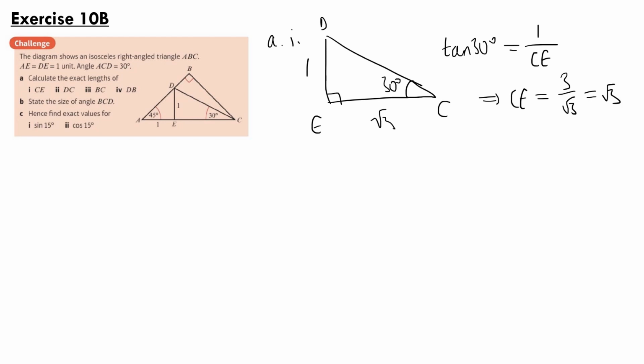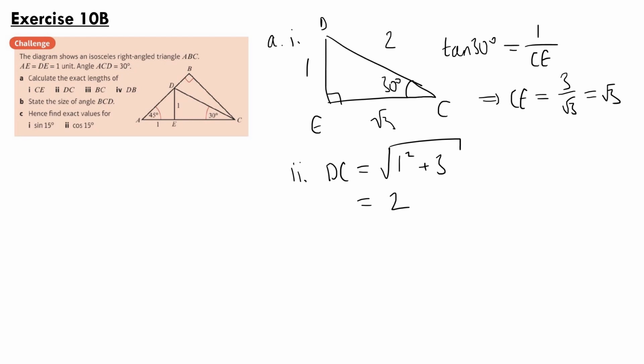Okay, and for part 2, we need to find the exact length of DC. And to do this, we can use Pythagoras, because we've got a right angled triangle. So DC is equal to the square root of DE squared plus EC squared, which is just 3. So that is equal to 2.